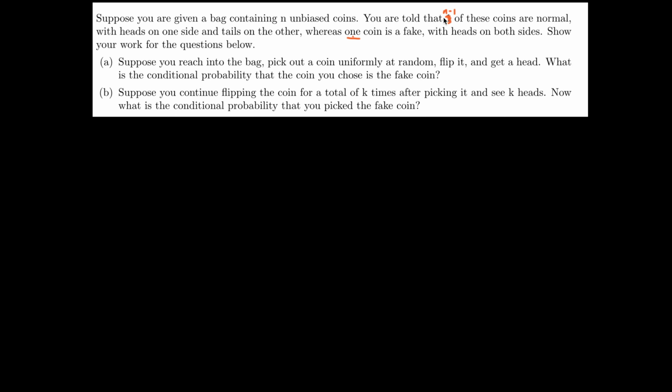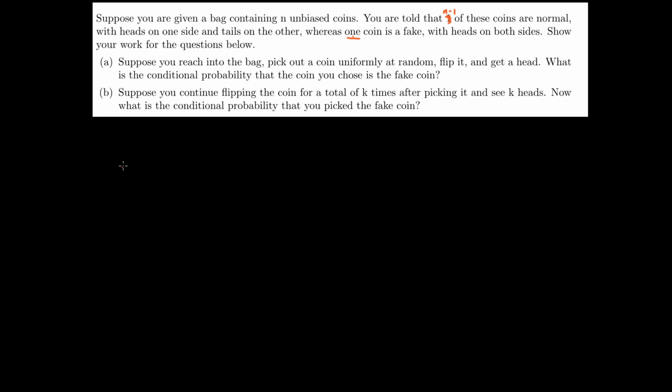Okay, so there's a slight typo on the question. I had one of these coins, but it should actually be n minus 1. So you're told that n minus 1 of these coins are normal with heads on one side and tails on the other, whereas one coin is a fake coin with heads on both the sides. Work through the following questions.